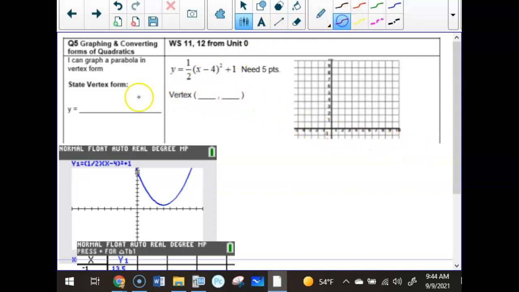If I ask you to state vertex form, you need to know vertex form. Though it may be somewhere on the quiz in the directions to a problem. If you get confused, look for it, okay? But what does vertex form say? Y equals a times (x minus h) squared plus k. Okay. So for this particular one, can you tell me the vertex without ever putting it on the calculator?